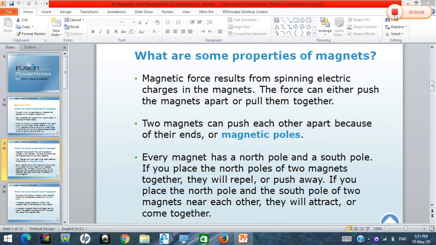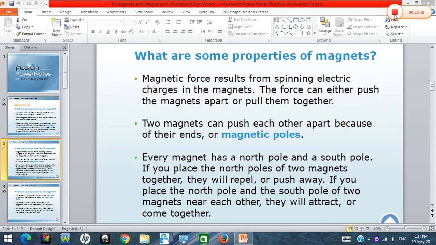Today, we will complete the second lesson in our quarter 4, the magnet and magnetism. In the previous recorded video, we explained what is the magnet, what is the magnetism, and classified the materials according to the ability to attract to the magnet into two types: magnetic material and non-magnetic material.